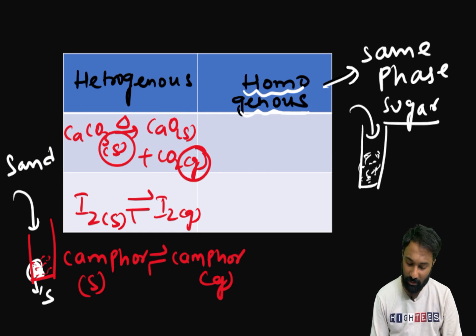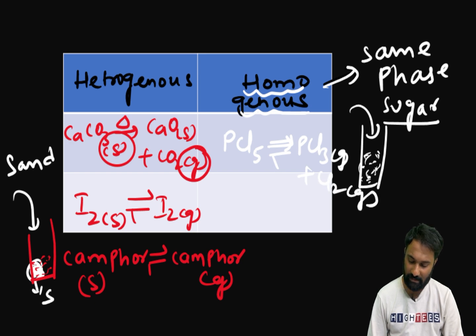Now, what is the meaning of homogeneous? Homogeneous means the same phase should be there, right? What are the same phases we are having? Example, if you take PCl5 and heat it, it will be converted into PCl3 gas and Cl2 gas. Clear? These are some examples we are having for homogeneous.